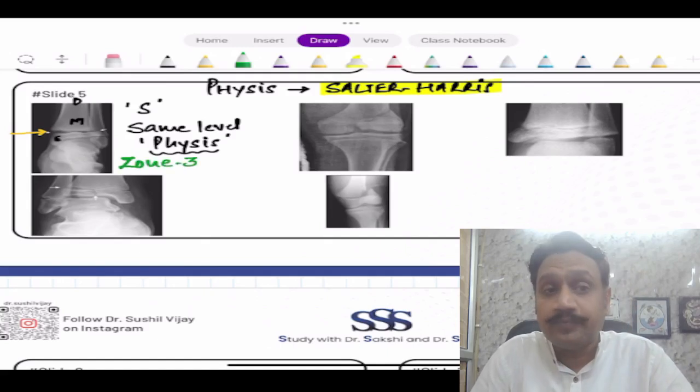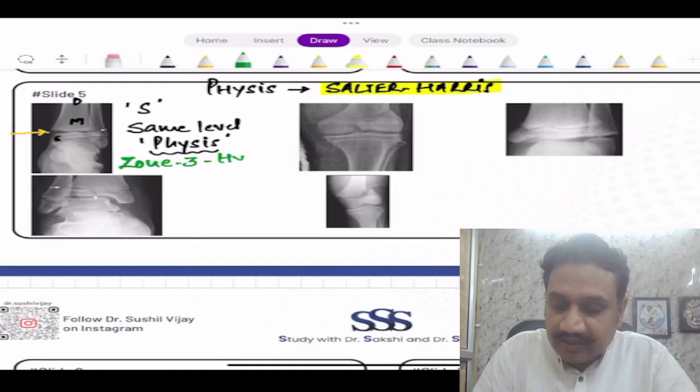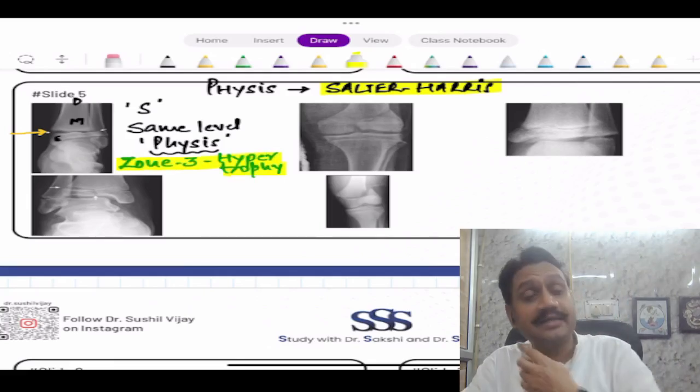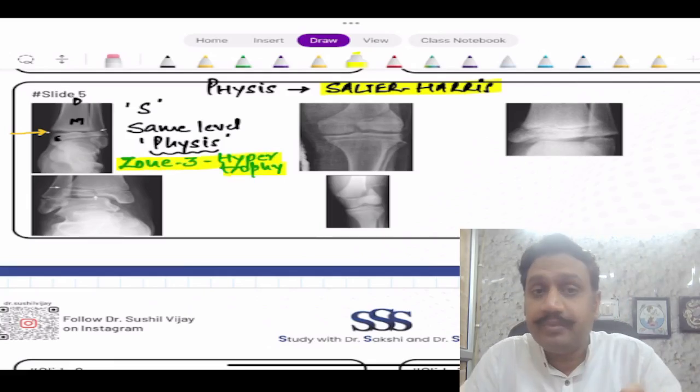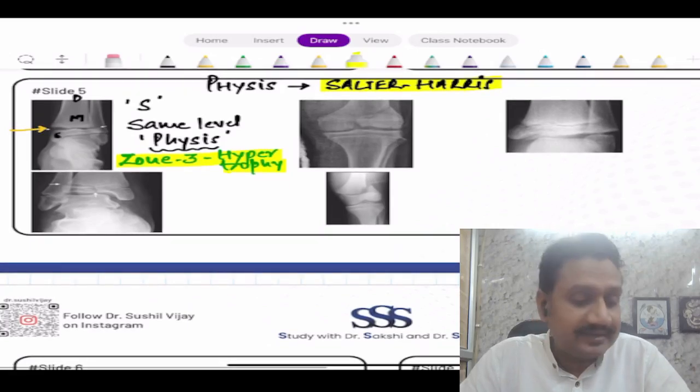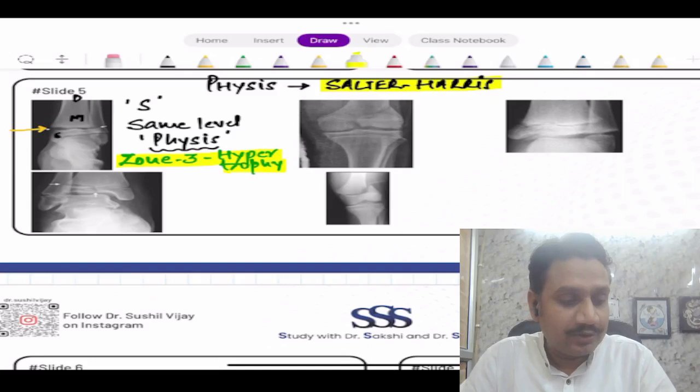And what was that zone? Zone number 3. Look at your notes, that was the zone of hypertrophy. Please highlight this. This is very, very important. It has been asked very recently in your INI-SET examination also, and it's a very basic thing to be asked in your exam as well. So same level physis is zone 3. Okay, 5, Azhar is right. Absolutely correct.